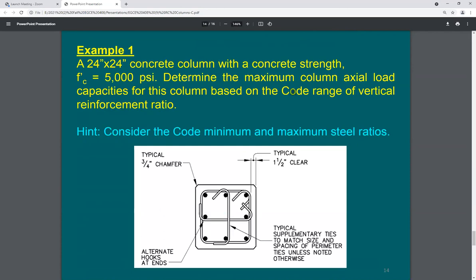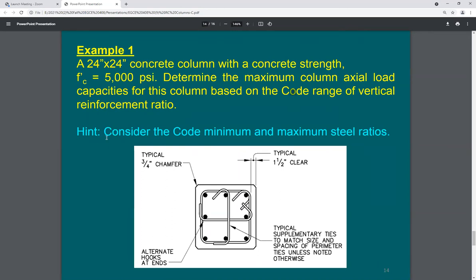Are you talking about range? Meaning, what's the maximum capacity if you use the minimum reinforcement ratio? What's the maximum capacity if you use the maximum reinforcement ratio? So what's the minimum reinforcement ratio? They don't give me the column reinforcement here. They just say, use the minimum code and the maximum code ratios, which means use 1% and use 8%.